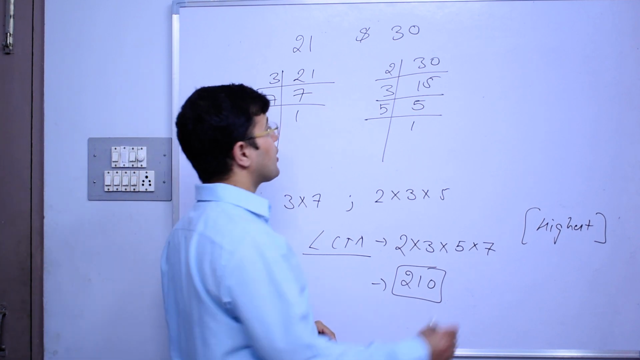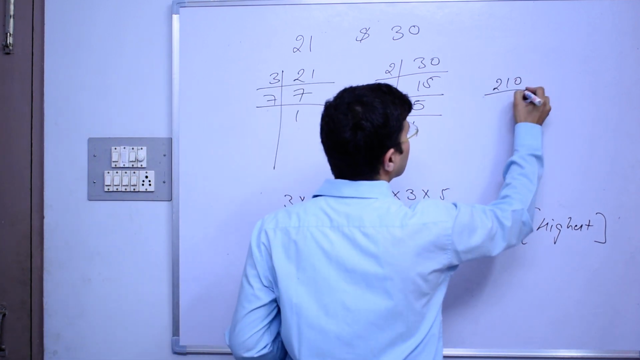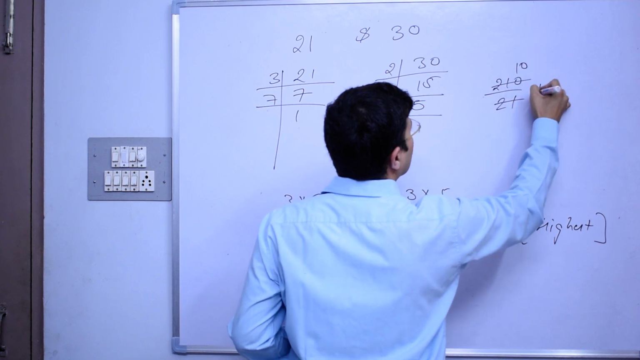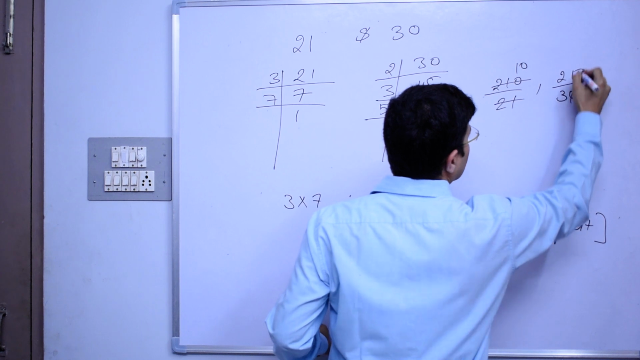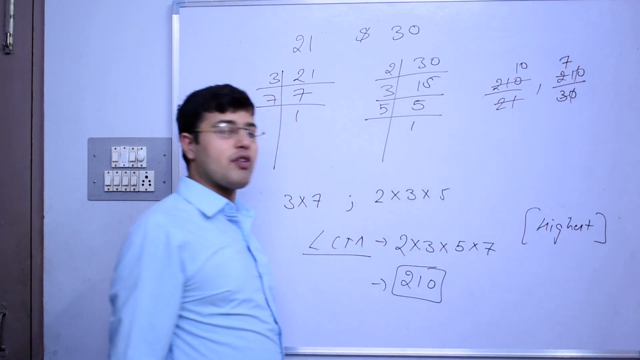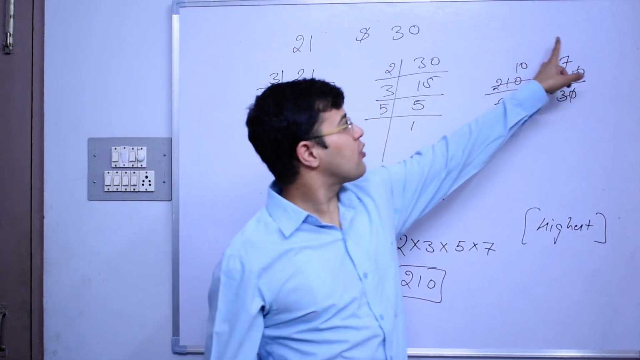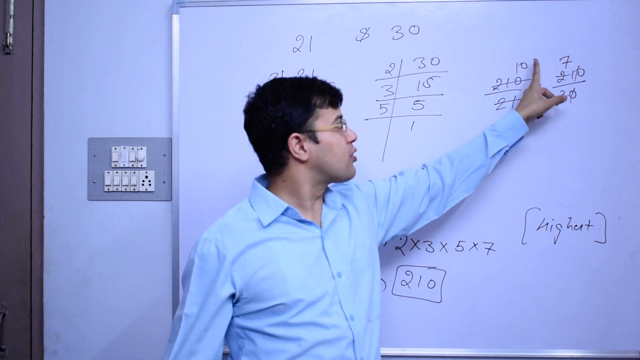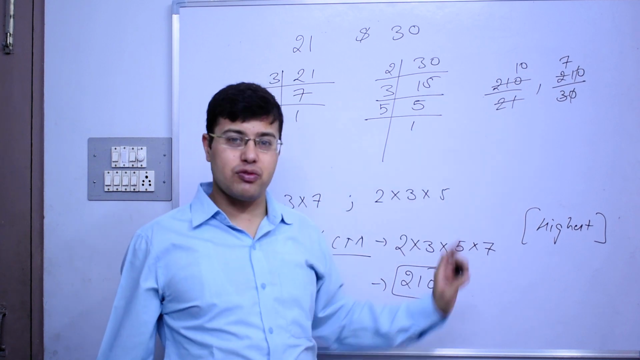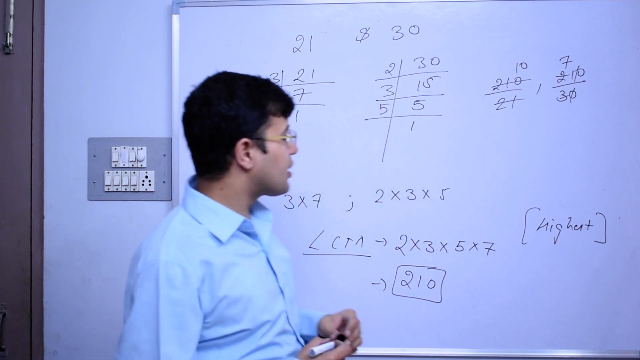Let's see if 210 is divisible by 21. Yes, it is divisible by 21. And is 210 divisible by 30? Yes, it is also divisible by this. And since these two are prime factors, it is also true that the LCM is this and this will be the smallest quantity, right? Now let's take another example.